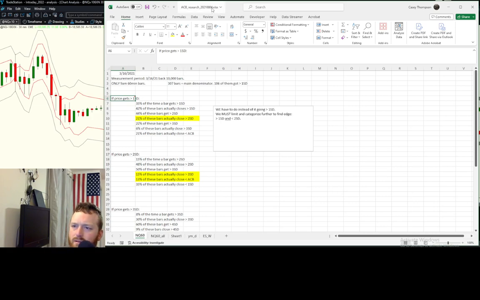I did this data poll in 2021. It's 2024 right now, and I'm just looking through my research again. I'm actually going to pull this out and use it, because 21% of these bars actually close greater than two standard deviations. So that's very unlikely. That's an 80% chance.